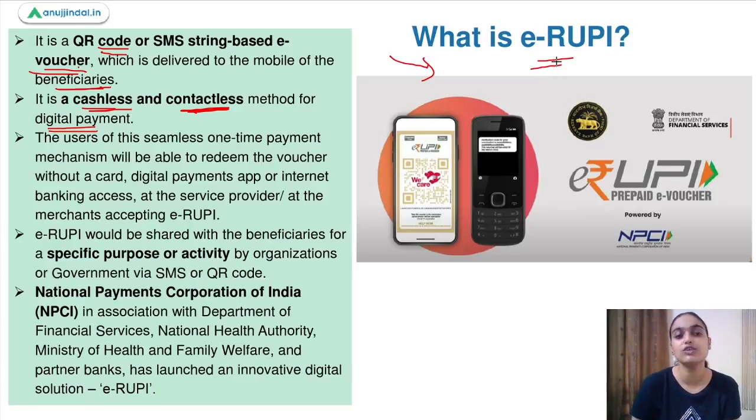So the users of this seamless one-time payment mechanism will be able to redeem the voucher without the need of having a card, a digital payments app, or internet banking access at the service provider or at the merchants accepting e-RUPI. It will be shared with the beneficiaries for a specific purpose or activity by organizations or government via SMS or a QR code. Let's discuss this with an example.